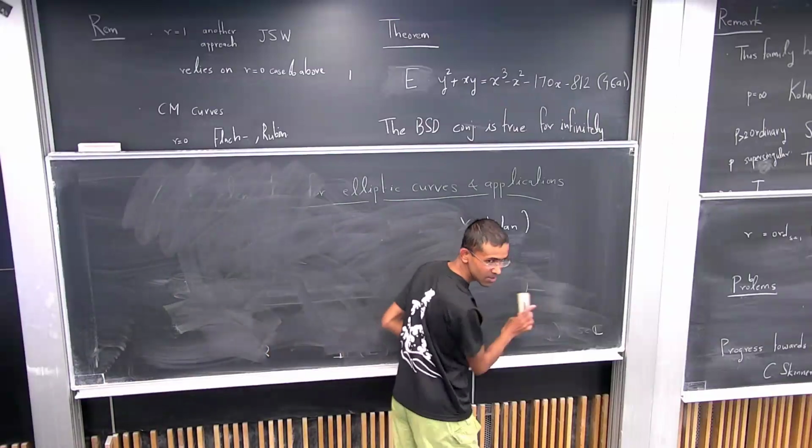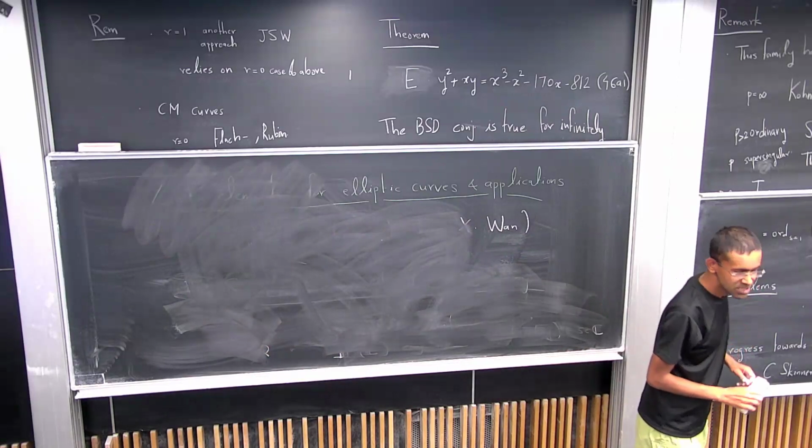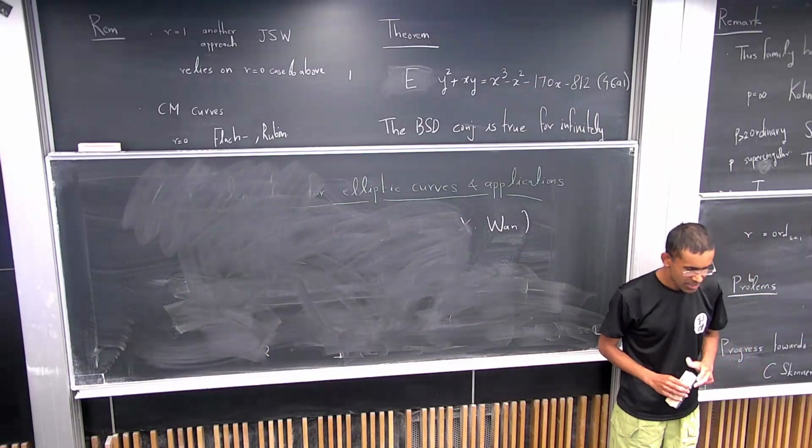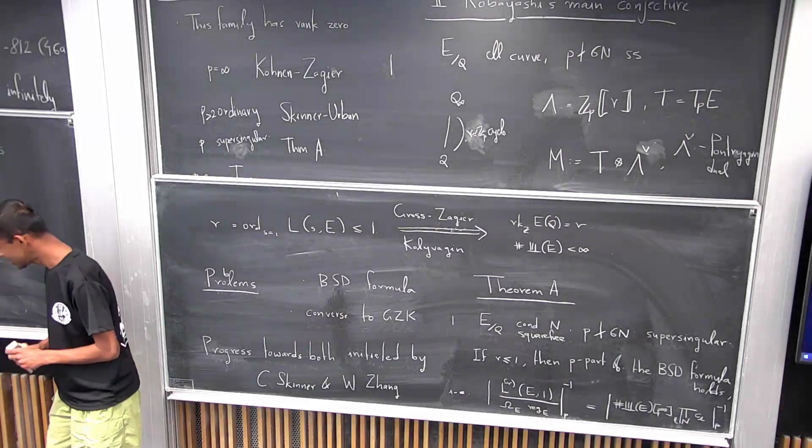And are you excluding p equals 3 just because a_p might not be 0? Would it still work for p equals 3 if a_3 is 0? Yes, I'm just doing it for the writing, and yes.